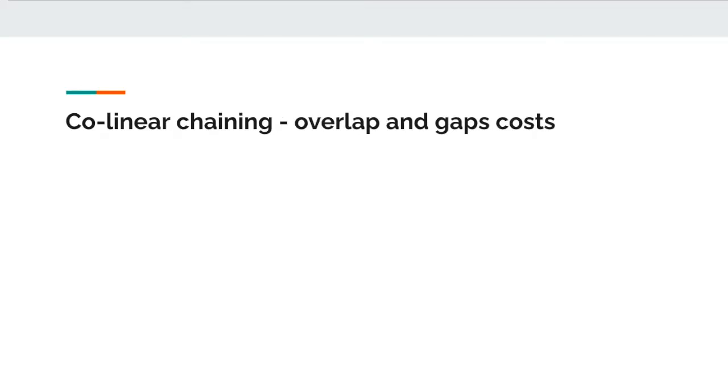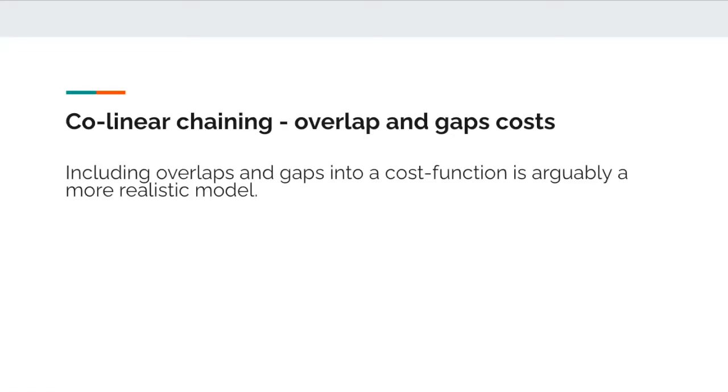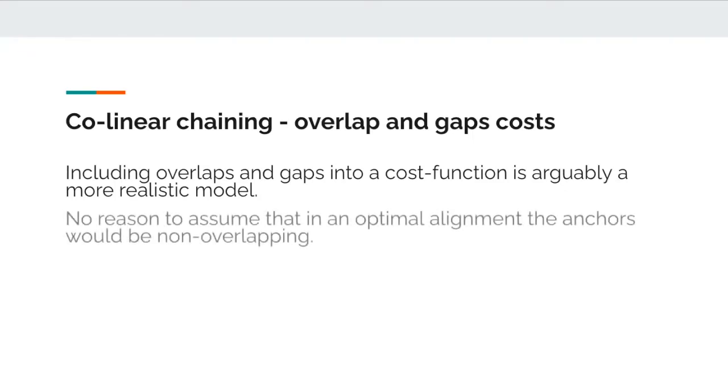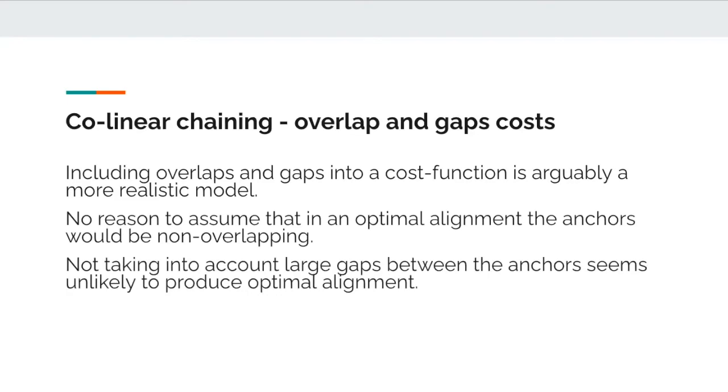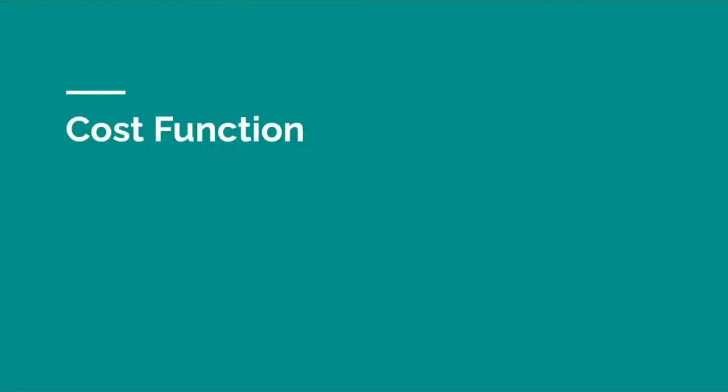Now, prior to our work, there was no algorithm for both overlap and gap cost being allowed in the cost function. And that's a problem because arguably having both is a more realistic model. There's no reason to assume that in an optimal alignment, the anchors would be non-overlapping. And also not taking into account large gaps between the anchors seems unlikely to produce something close to an optimal alignment. So to address this issue, let's discuss the cost function which we can use that accounts for both of these.